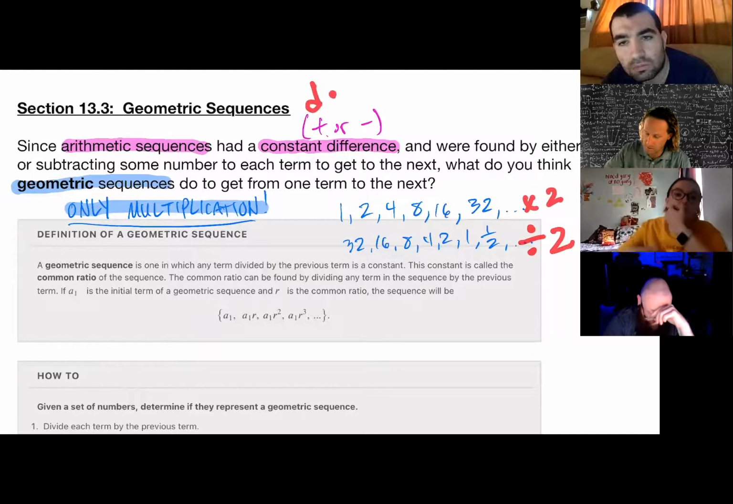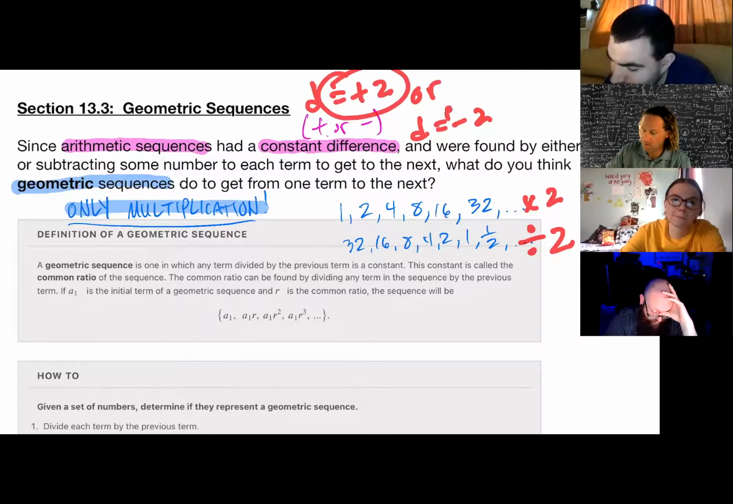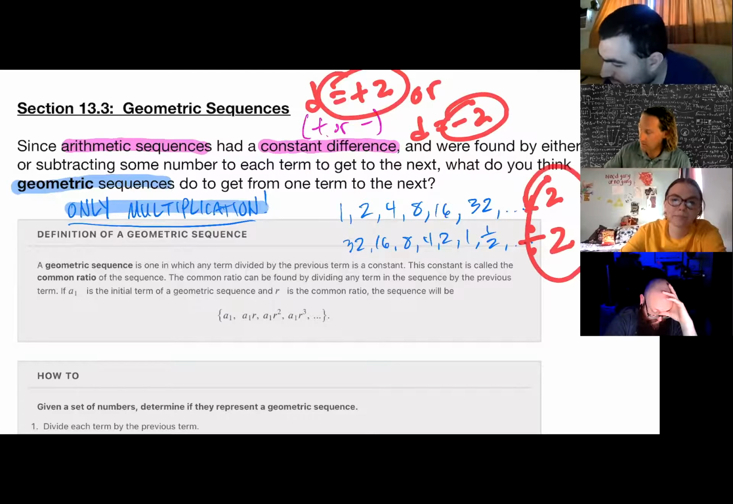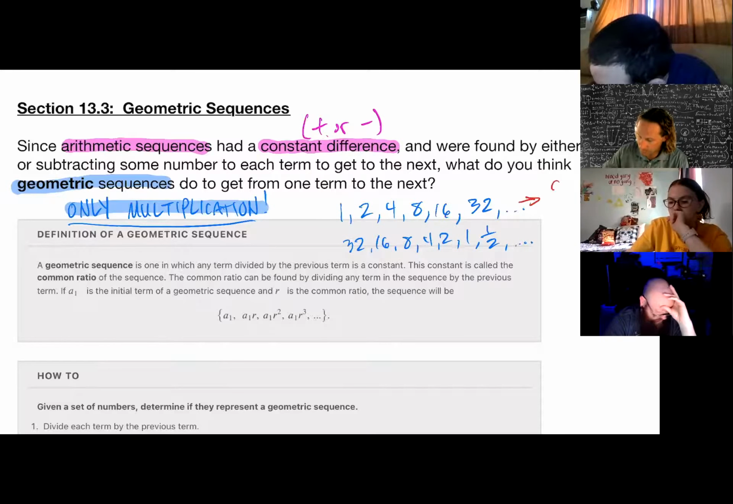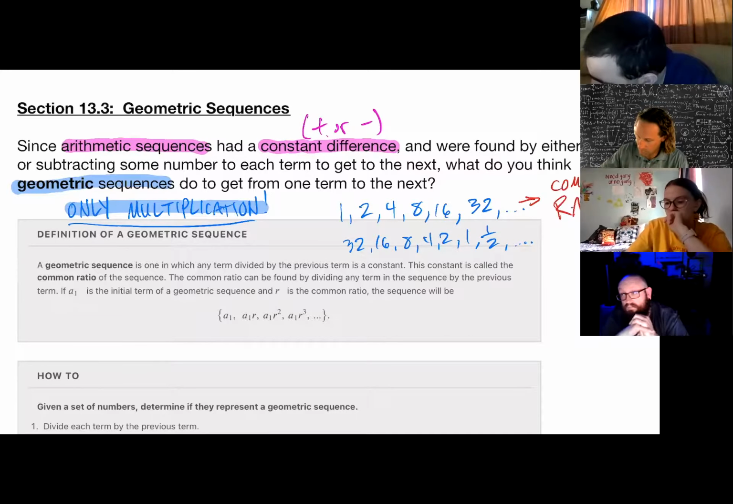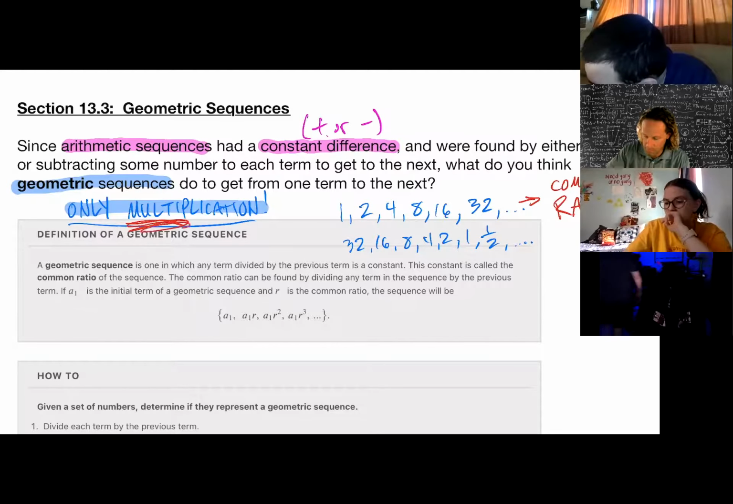Well, remember here, it was D equals positive 2, or it was D equals negative 2, and it was obvious. We added 2 each time, or we subtracted 2 each time. But here, now you're going to need a whole word to tell me whether it's multiplying or dividing. And we don't like words in math. We like symbols. Okay? So that's why we are going to say there is a common ratio. Common meaning for every single one of these. And ratio so that we can always multiply.